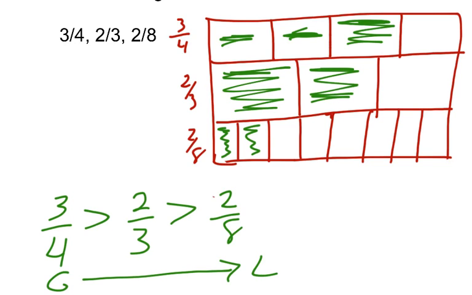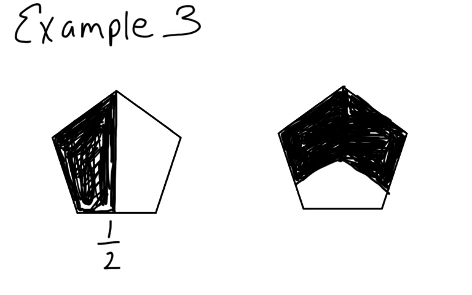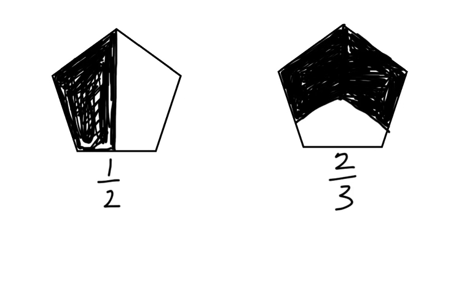And now the last one. We have these two pentagons, and I can see that this is 1/2, and this one I'm going to say is 2/3. Now, when we look at this, the one thing we want to do is try to look at the space that's still left over. And if we compare both of those fractions, we can say that 2/3 is greater than 1/2.